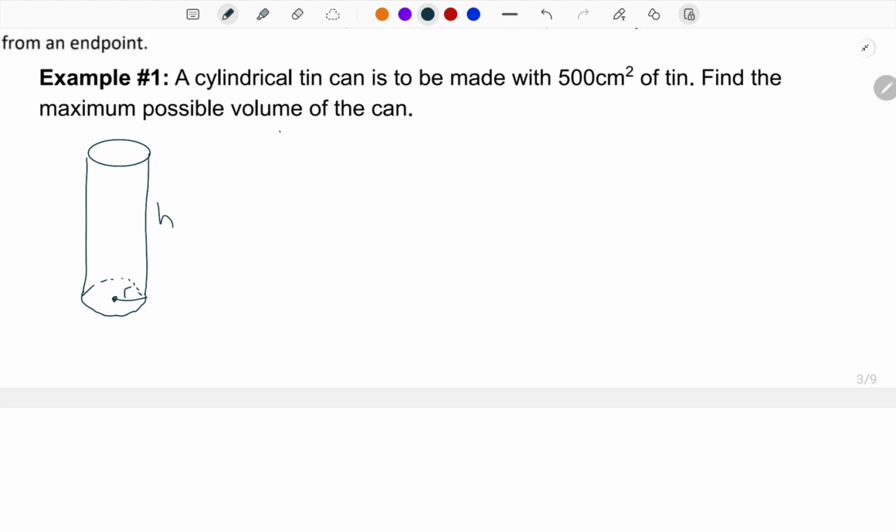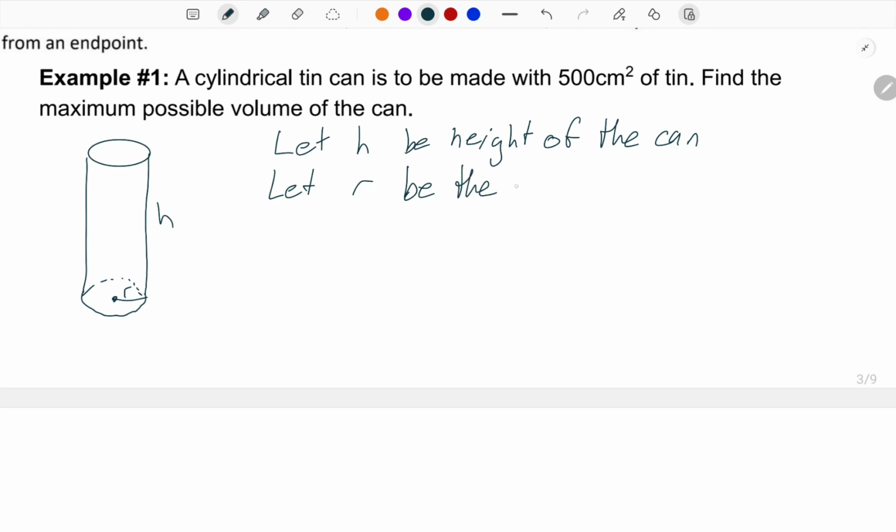Since I'm introducing variables, let's define those variables. So let h be the height of the can. And then let r be the radius of the can. Okay, so we've got that.